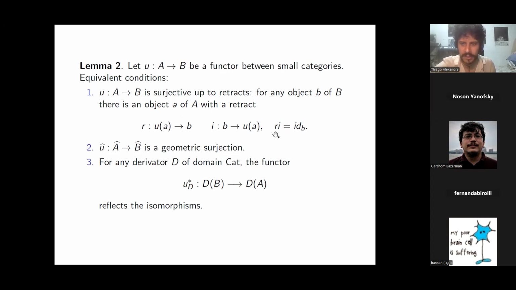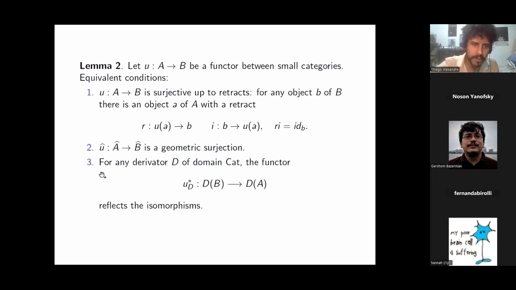A retract means that when we compose R with I, we have the identity of B. This condition is equivalent to saying that the geometric morphism induced at the level of toposes of presheaves is a geometric surjection.